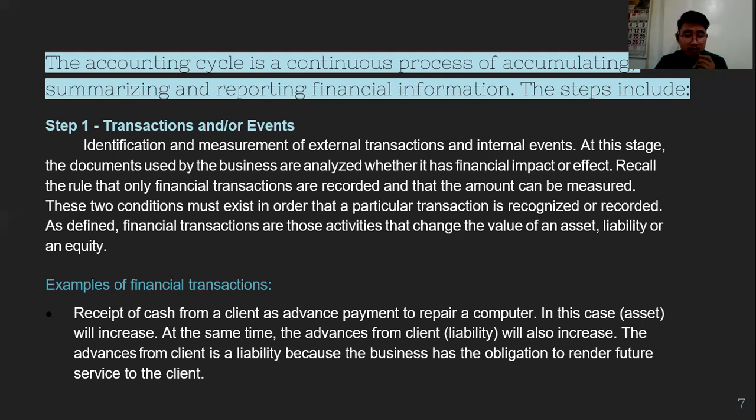Then, the advance from the client is liability because the business has the obligation to render a future service to the client. Okay? So, yan po yung nangyari sa ating transaction. The asset increase and also the liability increase kasi dumagdag yung cash natin sa assets, and also we have the obligation to render in the future a service to the client.